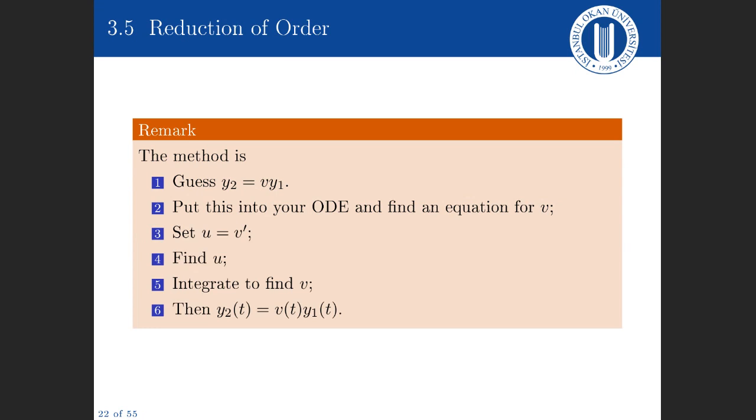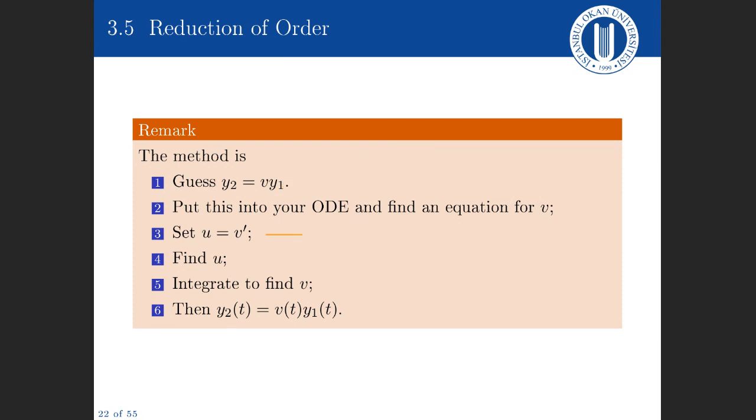Let me just summarize the method, summarize the ideas here. For reduction of order, we're going to start by guessing that y2 is v multiplied by y1, for some non-constant function v. We're going to put this into the differential equation, and we're going to find an equation for v.